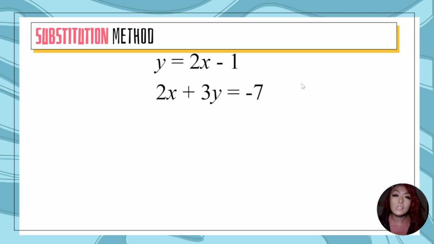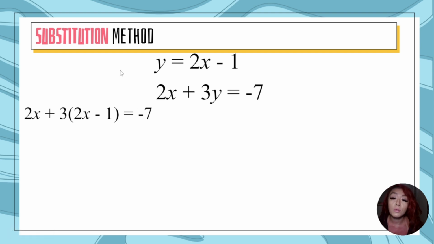Now let's take a look at the substitution method. There are certain cases where it might be more strategic to use the substitution method. For example, in this system of equations, we have y equals 2x minus 1 and 2x plus 3y equals negative 7. Since the first equation is already solved for y, it makes sense to just take 2x minus 1 and substitute it into y for the second equation.